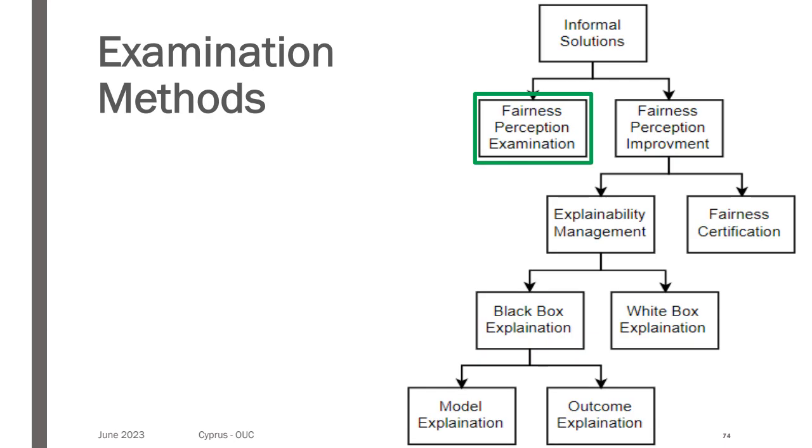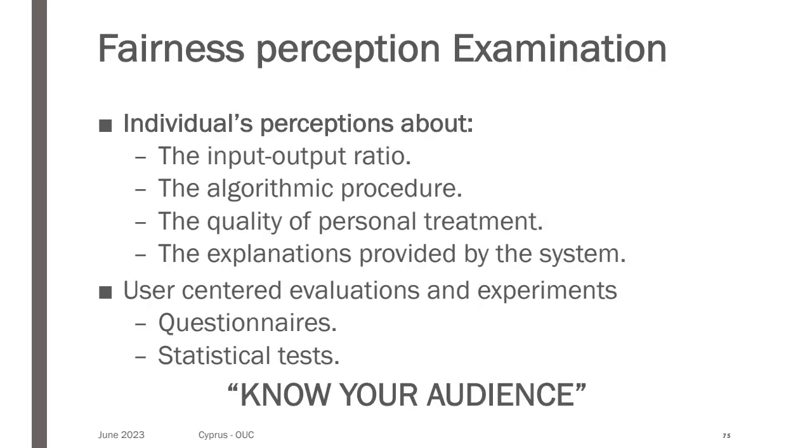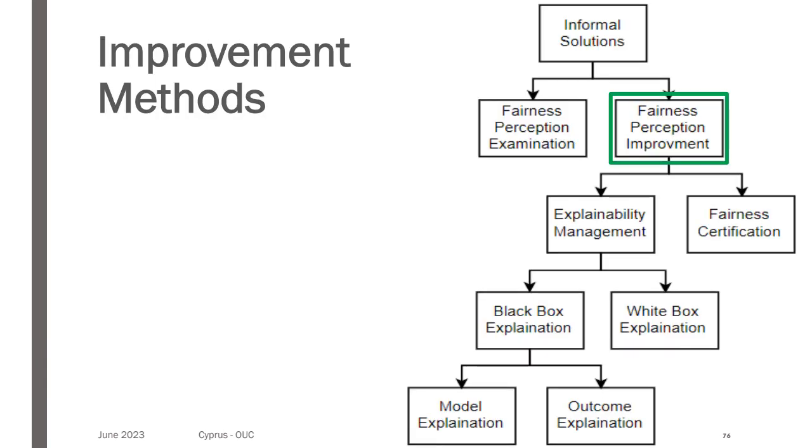So we have a fairness perception examination. This is quite simple. We'd like to understand the individual perception about input-output ratio, maybe the performance of the algorithmic procedure, the quality of personal treatment that the person got, expectations and explanations provided by the system to the users. So there are various aspects that can be considered and can be addressed. And in order to measure, we can use questionnaires, we can use interviews, we can apply statistical tests to questionnaires to figure out what people think about the behavior of the system. So these are classical human-computer interaction tools that we can apply in order to figure out whether the system is perceived to be fair. Similarly to what we do when checking whether the system is useful, usable, etc. So we need to know a little bit what our users think about the system.